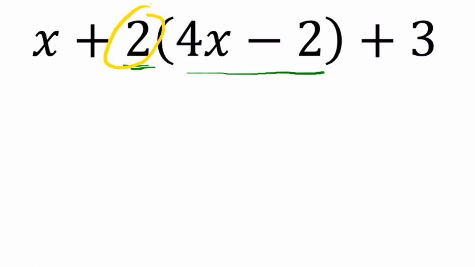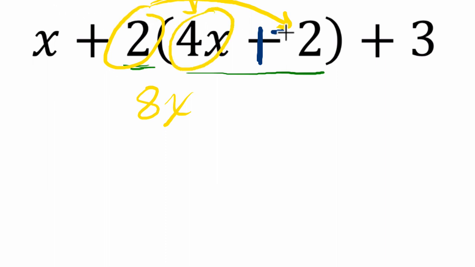So 2 times 4x is 8x. And 2 times, well, this is minus 2. I should just rewrite that as plus a minus 2. Subtracting 2, that makes it easier for me to see, okay, I'm really multiplying 2 by 4x and 2 by this negative 2 here. 2 times negative 2 is negative 4. Then I rewrite my other terms, x plus, and then plus 3.